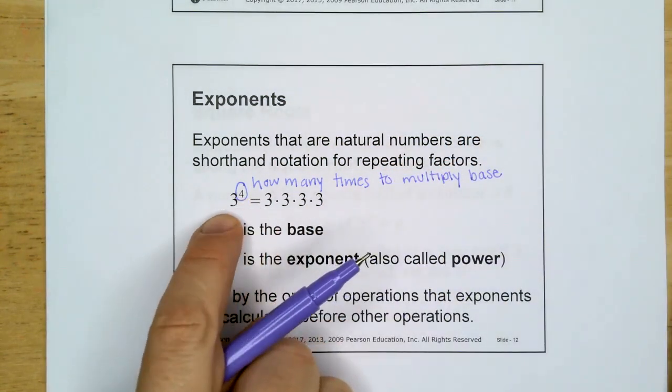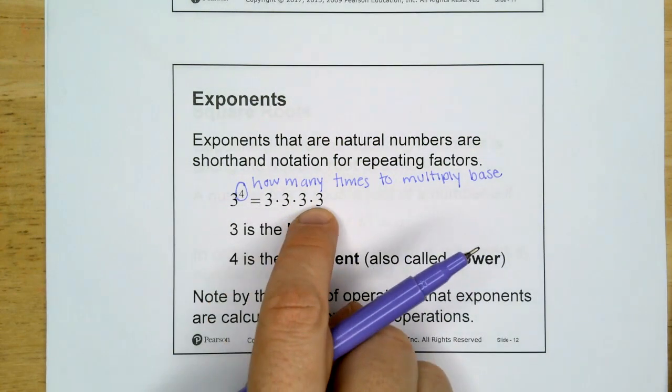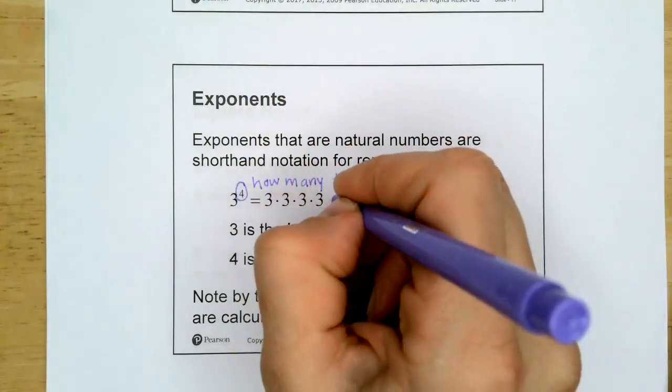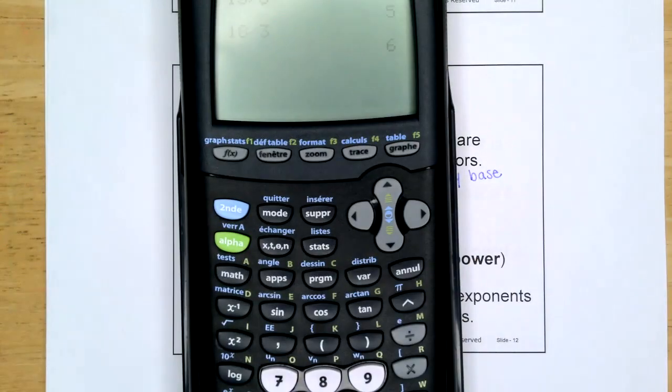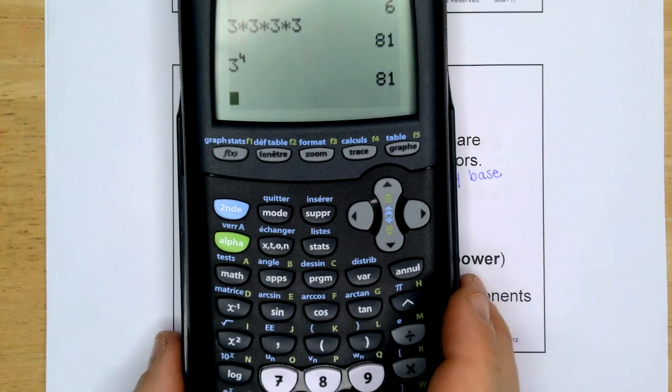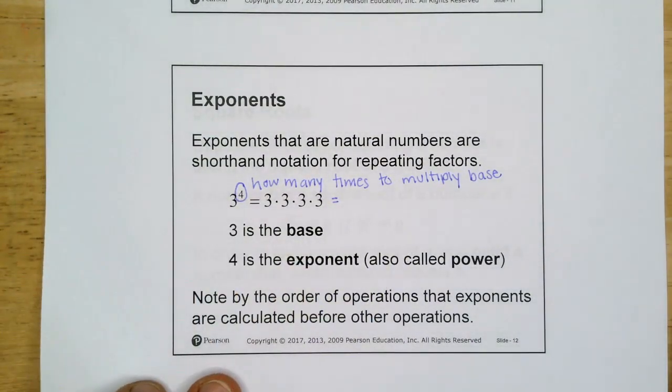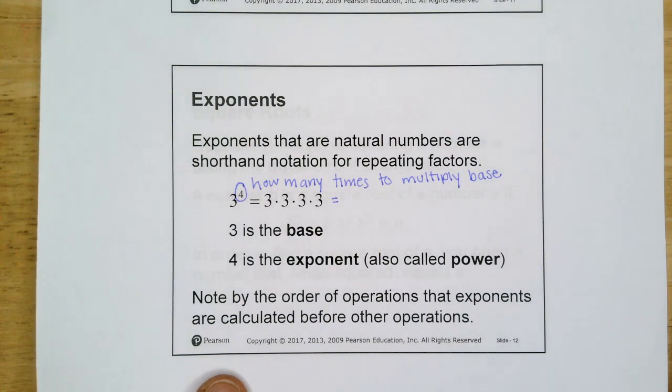Here, the exponent is 4, the base is 3. That means I'm going to multiply 3 times itself 4 times, okay? It's 81, or I could just type in 3 to the 4th, 81, okay? So 3 is the base, 4 is the exponent. You can also call the exponent the power.